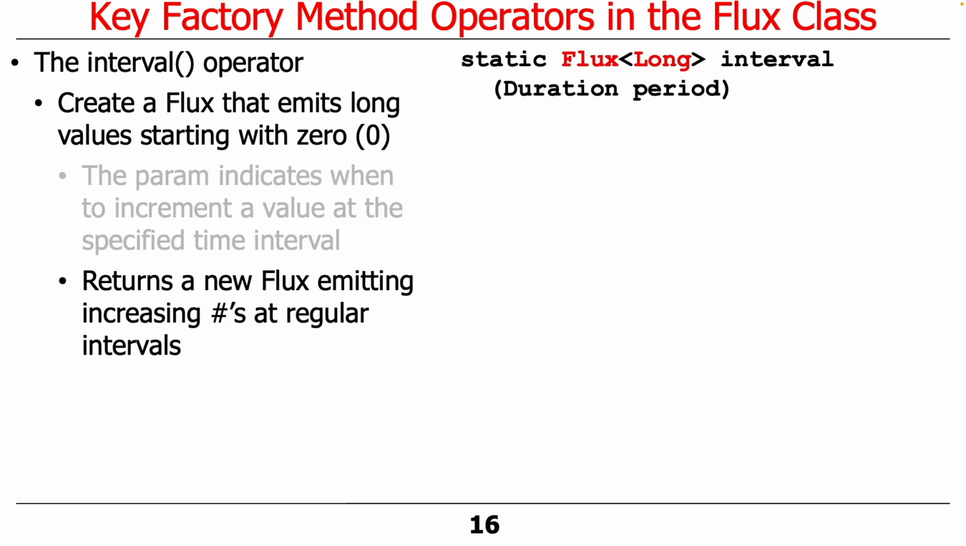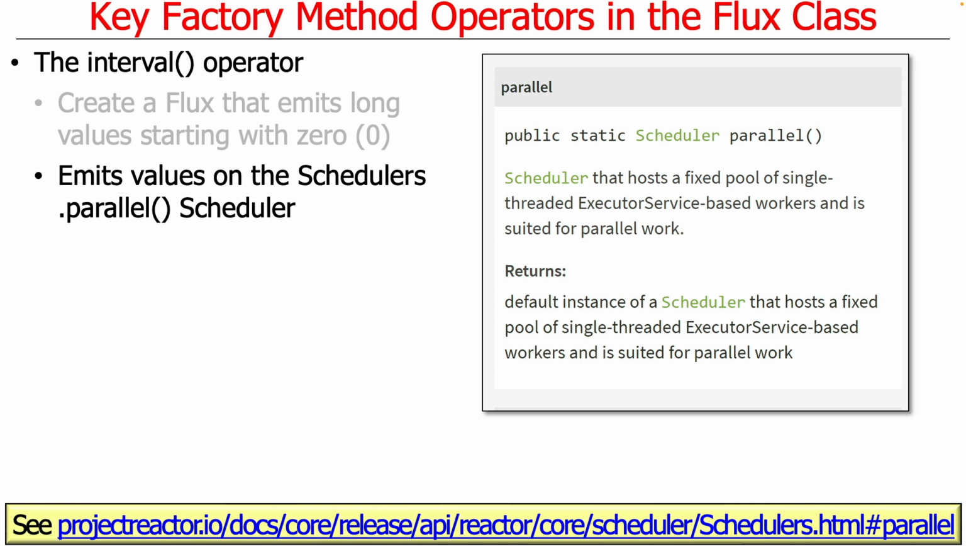And this returns a new flux that emits these increasing numbers, monotonically increasing numbers, at regular intervals, whatever the duration is. By default, it emits the values on the scheduler's parallel scheduler. There's a scheduler called parallel scheduler. We'll talk about that later. It's a variant of the new parallel factory method, but it's baked in and it uses daemon threads in the background. So it'll emit that back there.